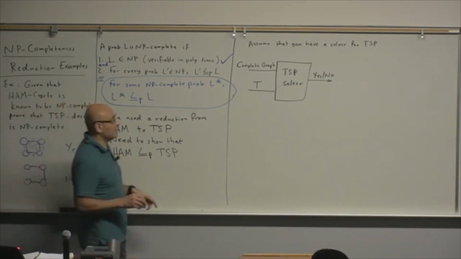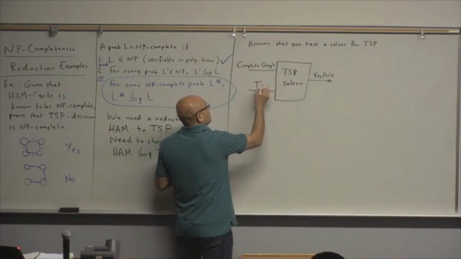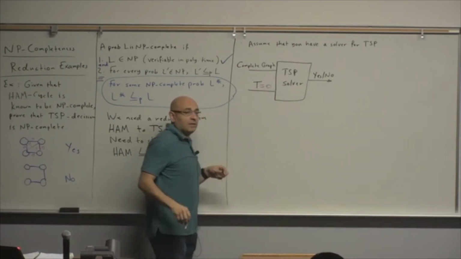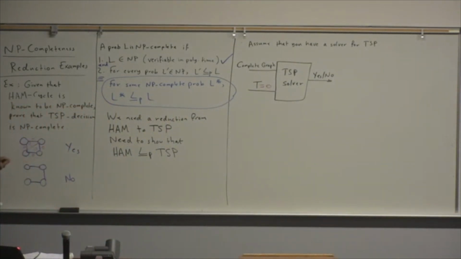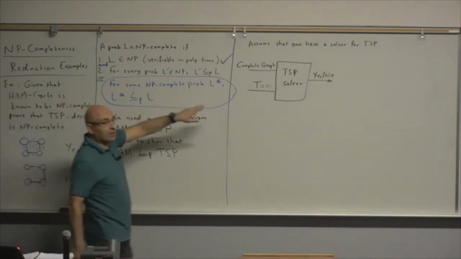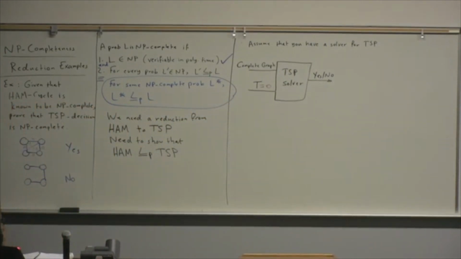What target should I give it? 0. Yeah. So now, if I input this graph to the traveling salesman solver and give it a target of 0, I'm asking it to find a simple cycle that visits all vertices, but with cost equal to 0 or less. So it will find a cycle with cost 0 only if it uses the original edges.